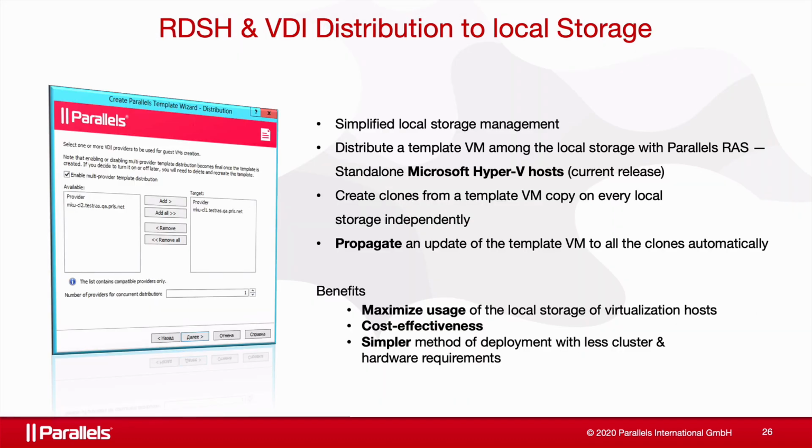And that leads to another interesting new feature that we have started in Hyper-V only for now, which is called VDI, RDSH, and VDI distribution to local storage. So if you have deployments where you don't want to use a NAS or a virtual NAS, you just want to use local storage, we will be adding other hypervisors along the way, but we're starting with Hyper-V, especially because a lot of customers that used to have vWorkspace tend to use Hyper-V. So this is a good transition for them.